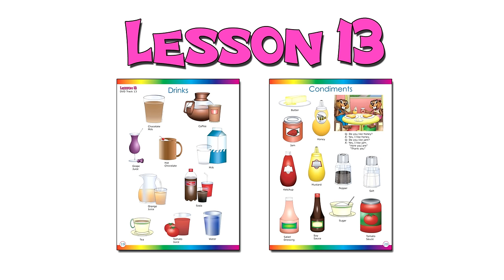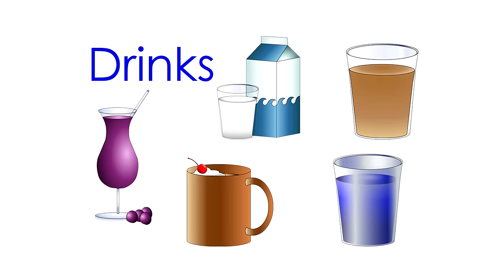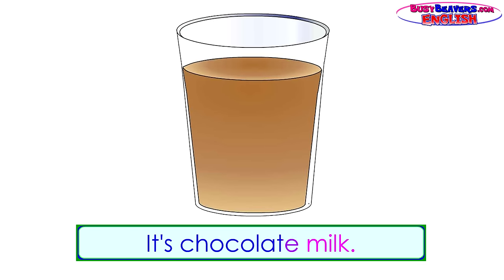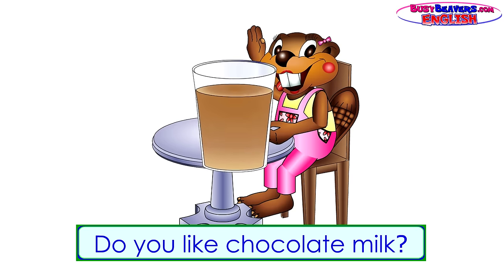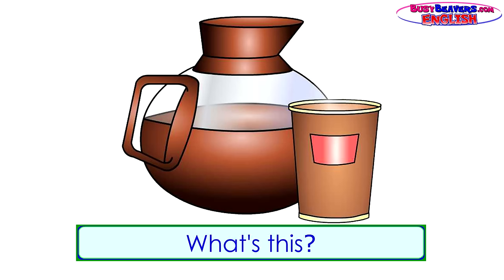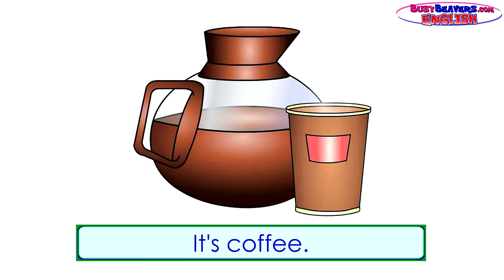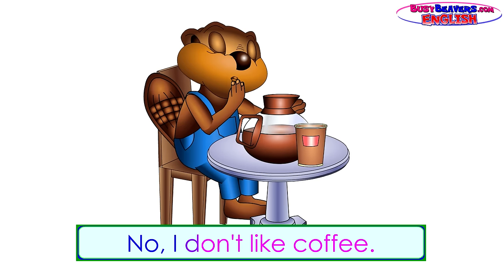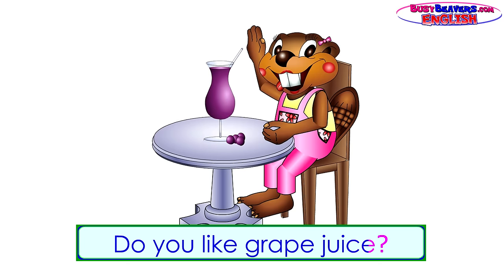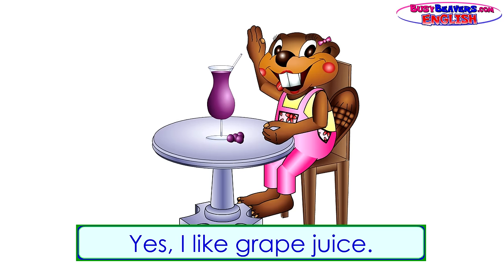Lesson 13. Drinks and condiments. Drinks. What's this? It's chocolate milk. Do you like chocolate milk? Yes, I like chocolate milk. What's this? It's coffee. Do you like coffee? No, I don't like coffee. What's this? It's grape juice. Do you like grape juice? Yes, I like grape juice.